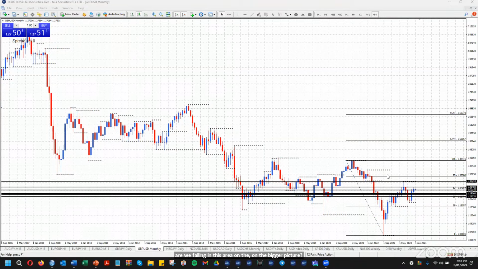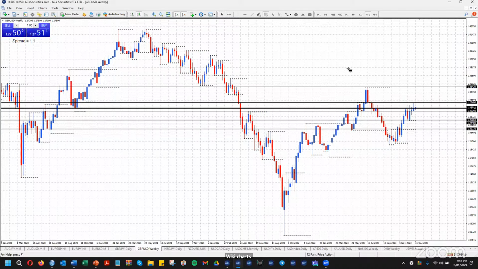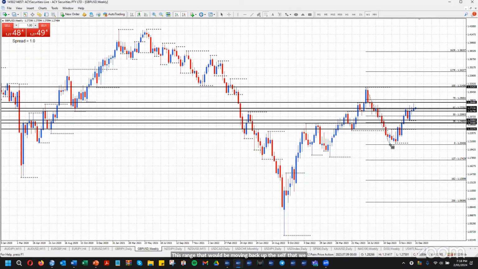If that US dollar does get support at the 79% retracement, this could well turn over to a lower top here on the pound. We'll have to wait and see. On the weekly chart, this range that we've been moving back up, the sell-off that we had in the third and fourth quarter of the year, the 62% area of that range has been very wicky above the 62% level.